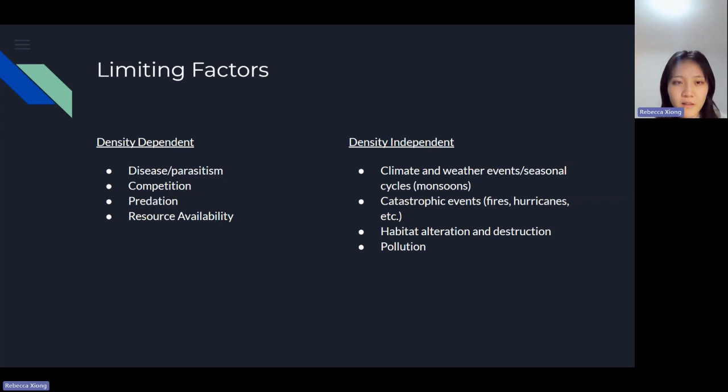So density dependent limiting factors depend on the number of organisms or the population of a species in the ecosystem. And that obviously affects things like disease spread or parasite spread, and competition, and also just resource availability when you have limited resources. And density independent factors are those that are external to the population, and this would be climate and weather events, especially seasonal cycles, drought cycles, monsoon cycles, or catastrophic random events like fires and hurricanes. And also human-caused habitat alteration, destruction, and human-caused pollution.